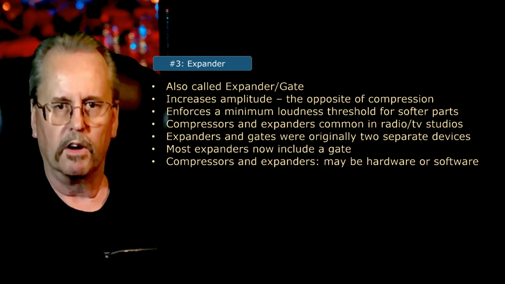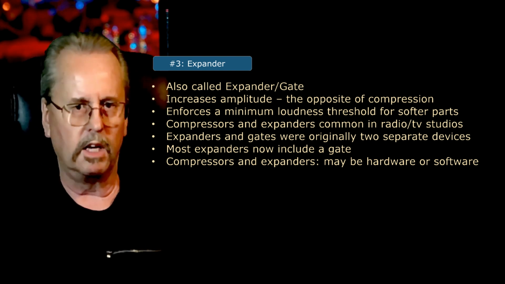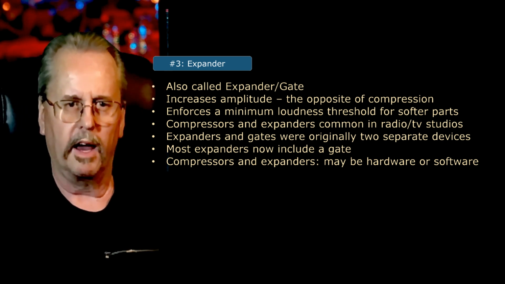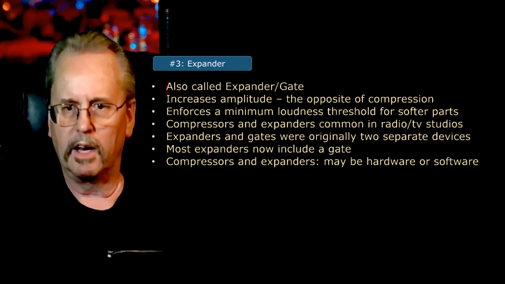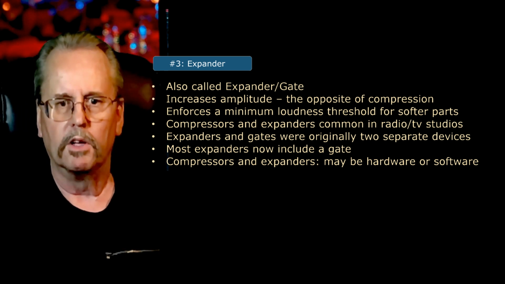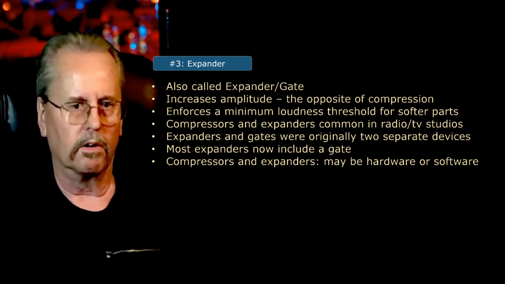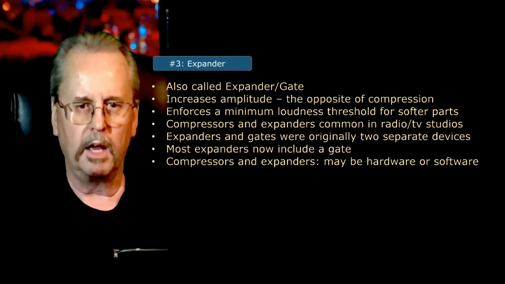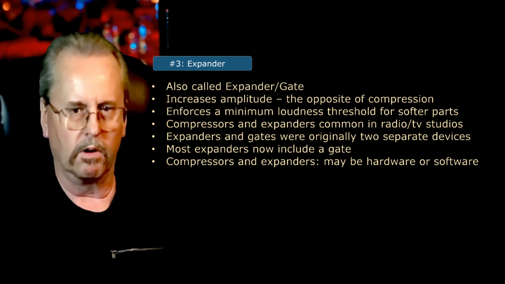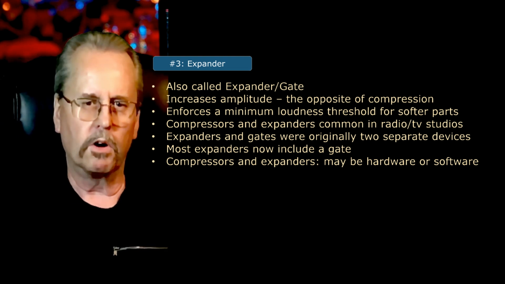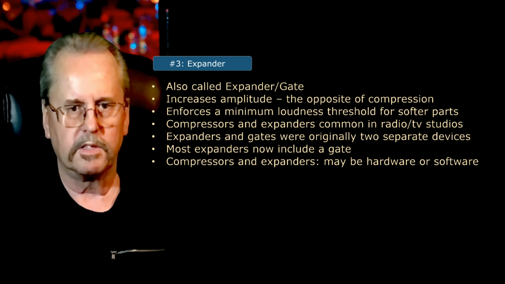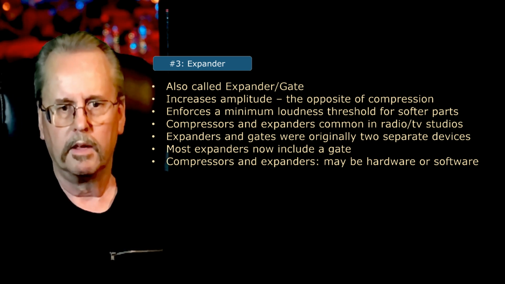Compressors and expanders are often used in radio and TV broadcast situations to ensure the quietest parts of a broadcast can be heard, while very loud ones remain at an acceptable level so they do not distort or overmodulate the sound system. Just like compressors, an expander may be implemented in either software or hardware. For more details, make sure to watch our expanders and gates video later in this sound engineering series.